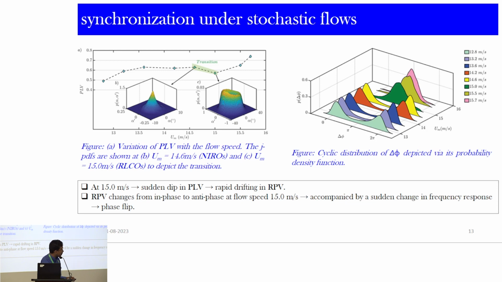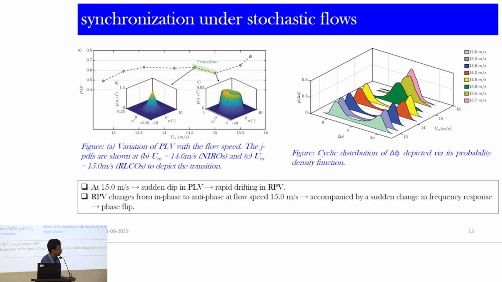So what we do here is we take the relative phase values and plot what are called waterfall plots, where we show the probability density functions for various flow speeds. You can see that at seemingly low values of flow speed, you have a bimodal structure peaking around 0 and 2 pi, showing some kind of coherence or synchronization between the peaks.